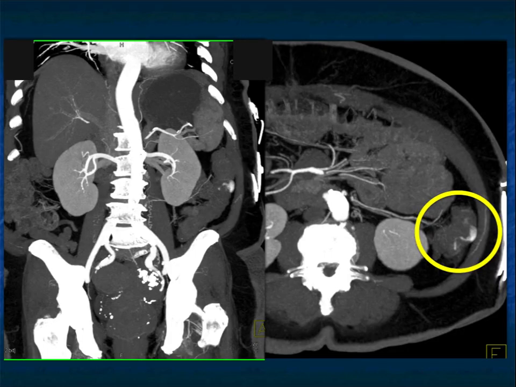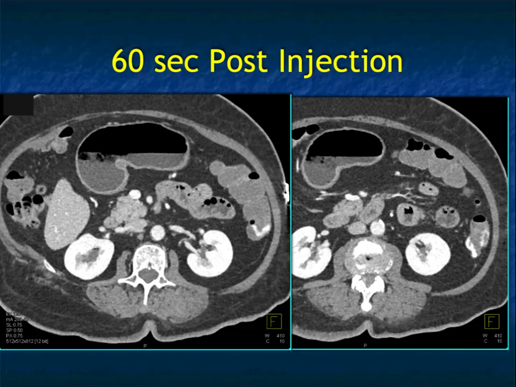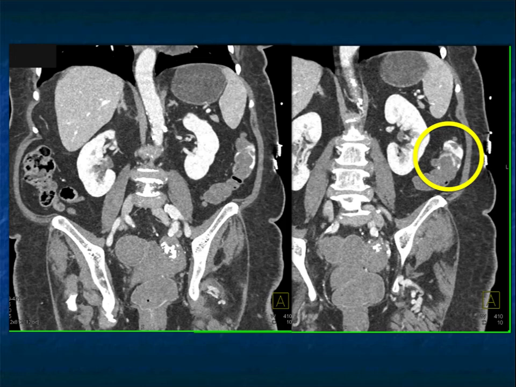You also would see, as you go from the arterial phase imaging to the venous phase imaging, the extent of the bleeding, although impressive on arterial, becomes even more impressive on the venous. And again, I'm talking about 30 seconds arterial, 60 to 70 seconds venous.